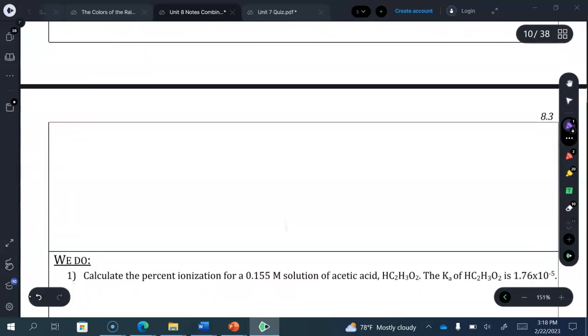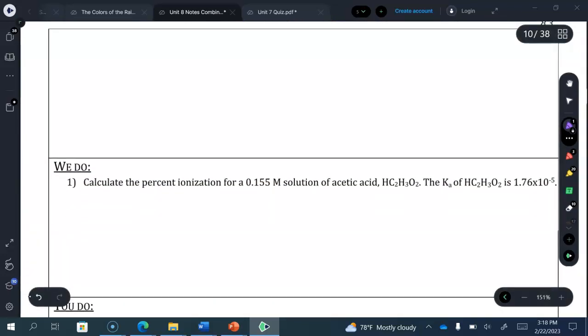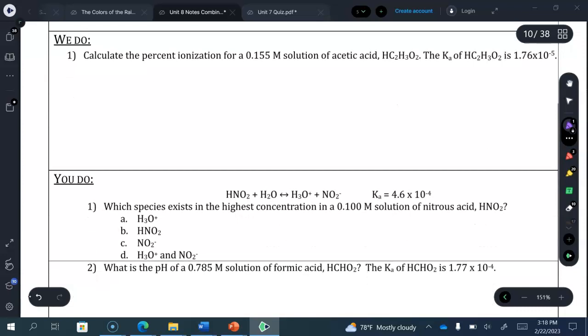Okay, so let's look at another problem, and this space was in case you needed more space to work it out. Another example problem: calculate the percent ionization for a 0.155 molar solution of acetic acid, where the Ka is 1.76 times 10 to the negative 5.